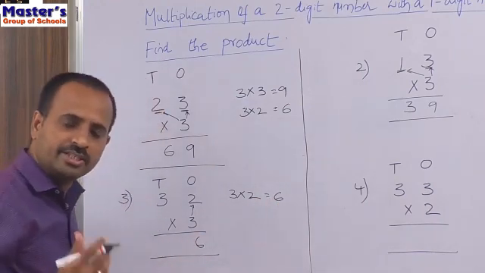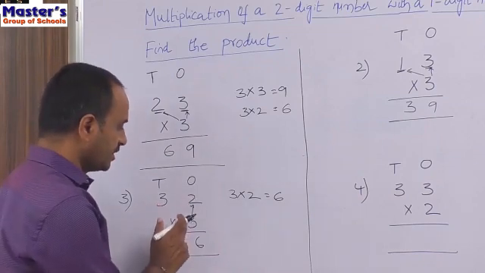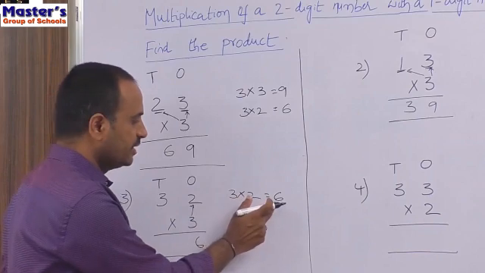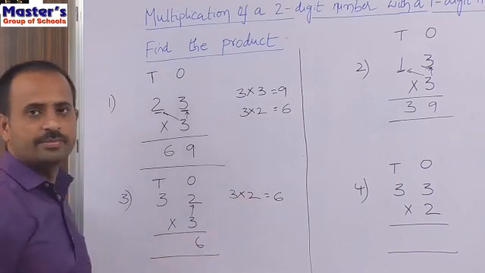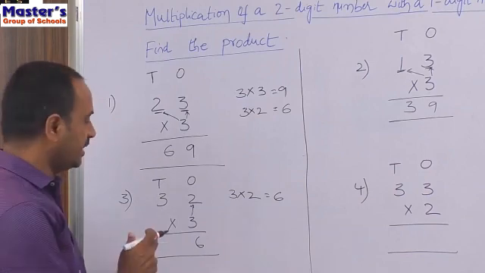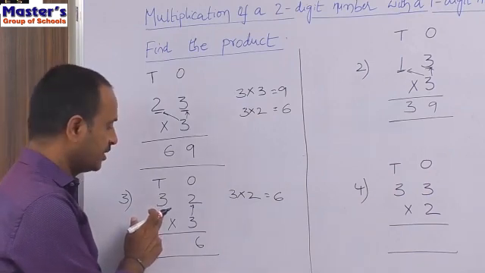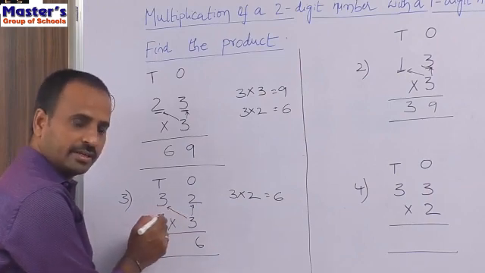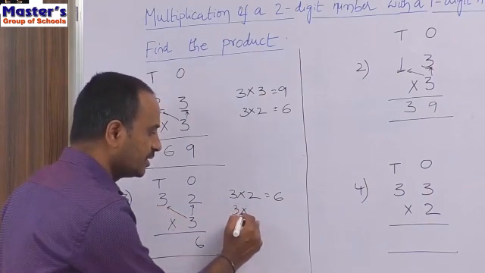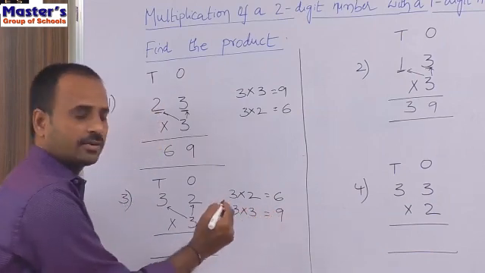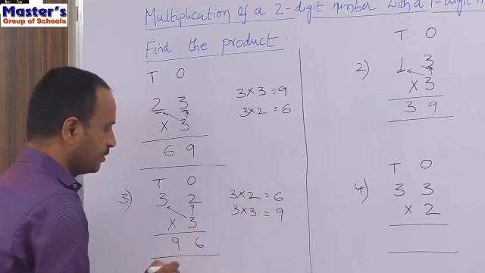So multiply the digit present in the ones place with 3. That is 3 into 2. 3 2s are 6. Write 6 under ones place. Now go to tens place. Multiply the digit present in the tens place with 3. So that is 3 into 3. Children, 3 3s are how much? 3 3s are 9. So write 9 under tens place.